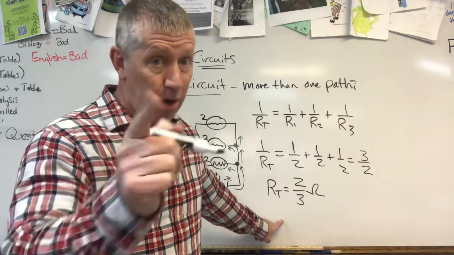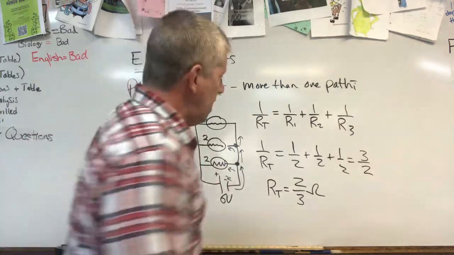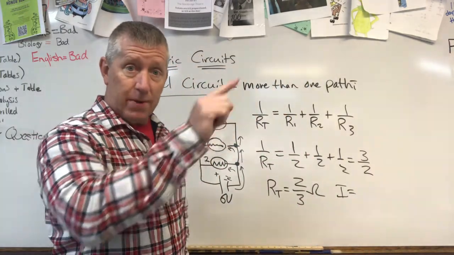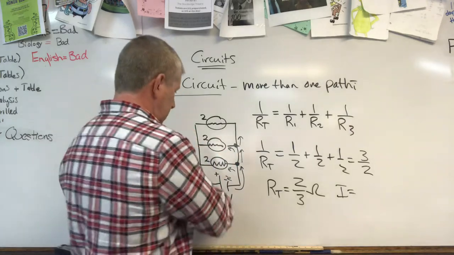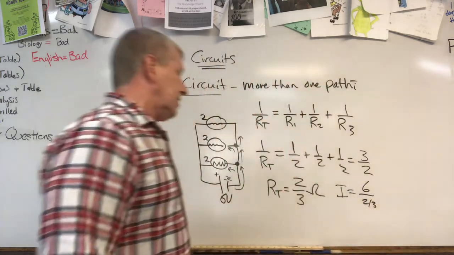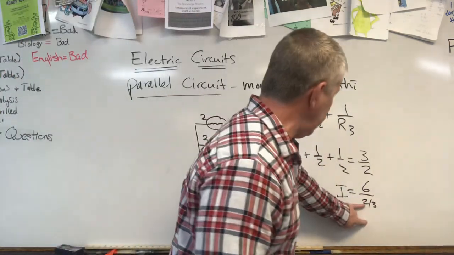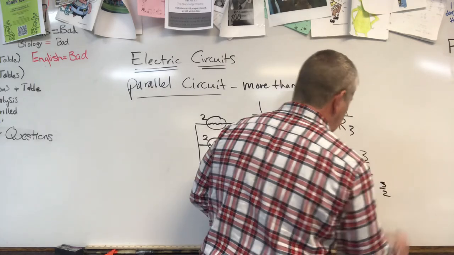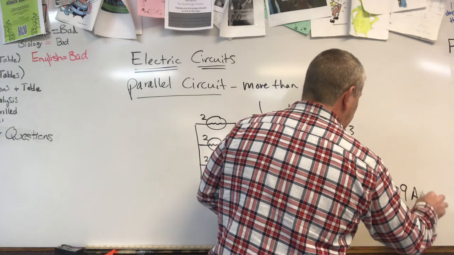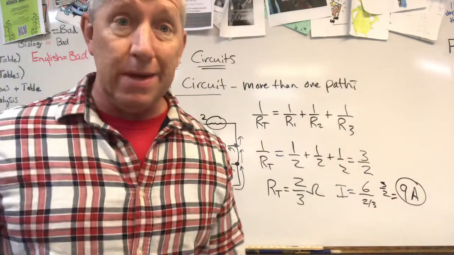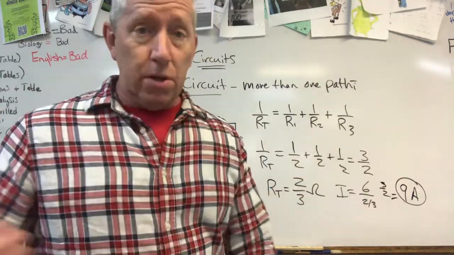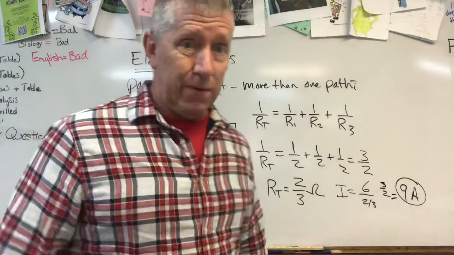Let's check out what happens to the current when that resistance is that low. Let's do the current. Remember, V equals I R, so I is equal to V over R. V is 6, divided by 2/3. So 6 divided by 2/3 would be the same thing as multiplying by 3 halves, and that'd be 18 divided by 2, which is 9. So we would get 9. Whoa, 9 amps, 9 coulombs per second. That is electrons just zipping on by.